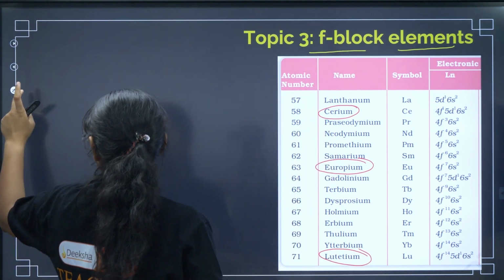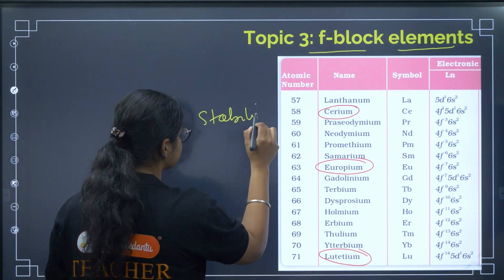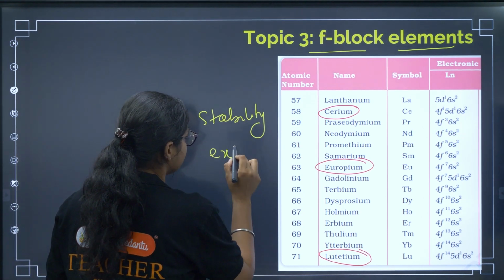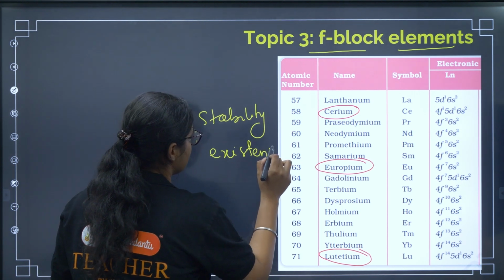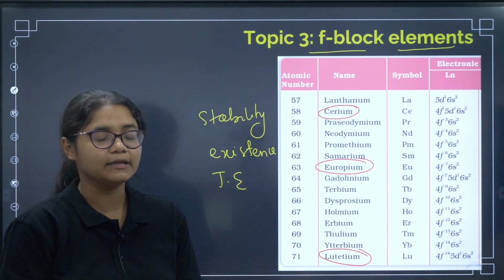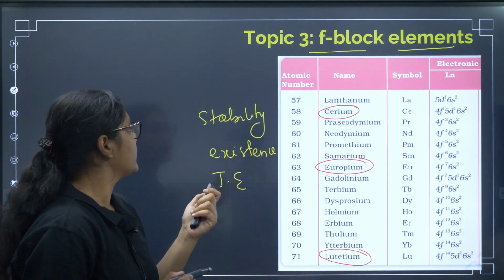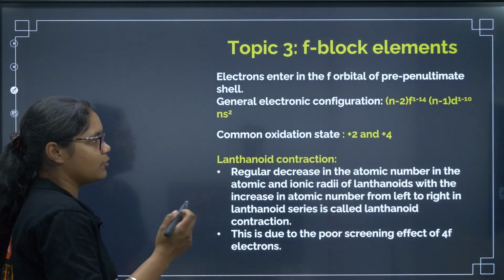Very, very important, because questions are asked on stability and existence, which you will get from these elements. Many questions on ionization enthalpy you will get, and you can solve them. Magnetic properties questions can be solved only if you know the electronic configuration. Okay, next, what is F block, we'll see.